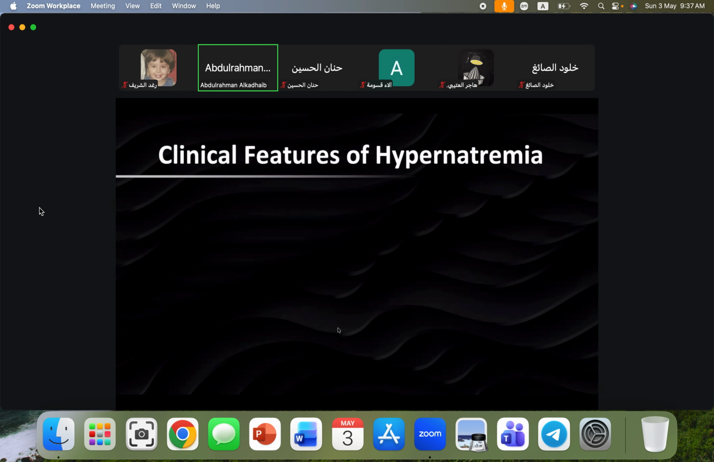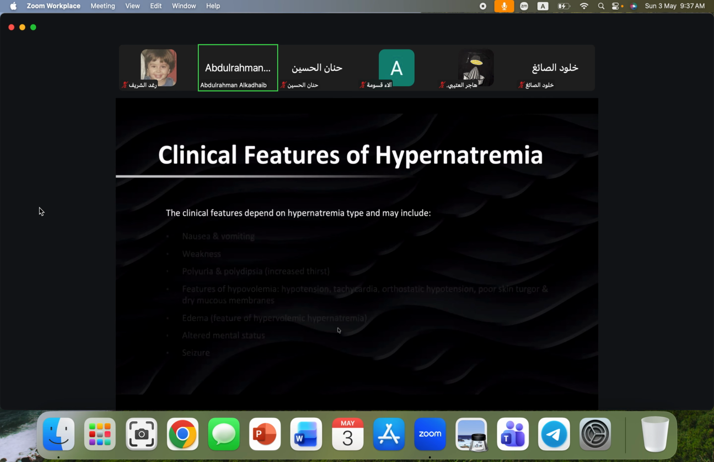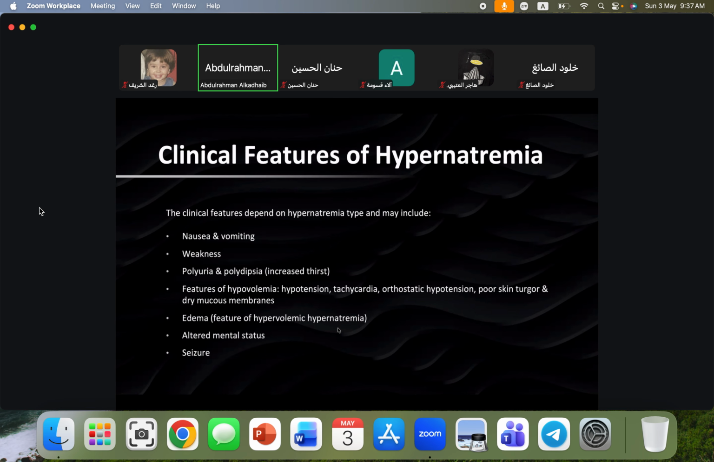So the clinical features of hypernatremia, usually, again, they are non-specific. They are related to the main cause of hypernatremia. May include, again, nausea or vomiting, polyuria or polydipsia, which is basically increased thirst. Features of hypovolemia or hypervolemia, the ones that we talked about earlier. And in very severe cases, it may also lead to some neurological symptoms, such as seizure.